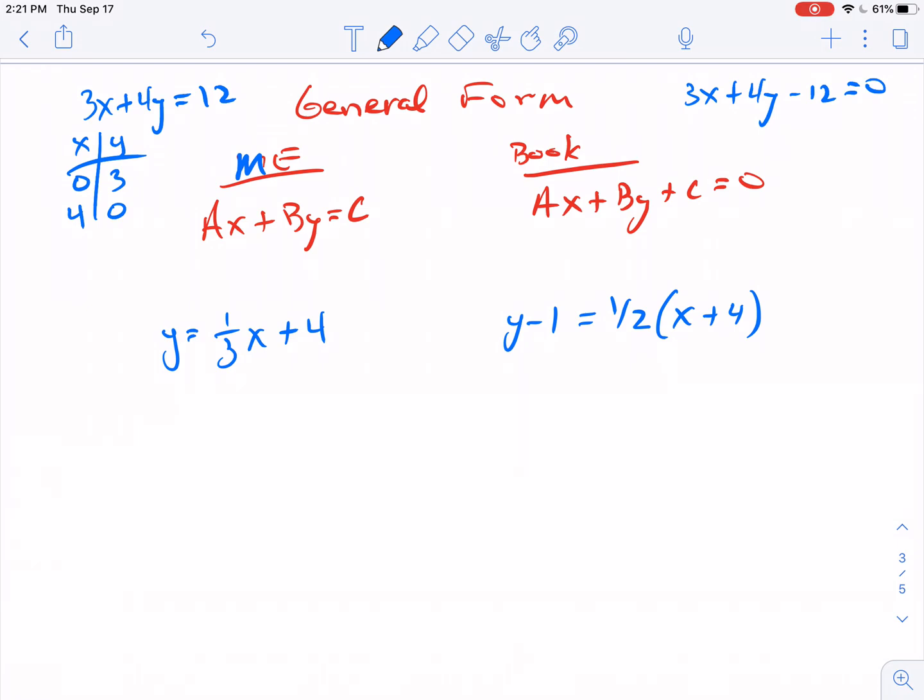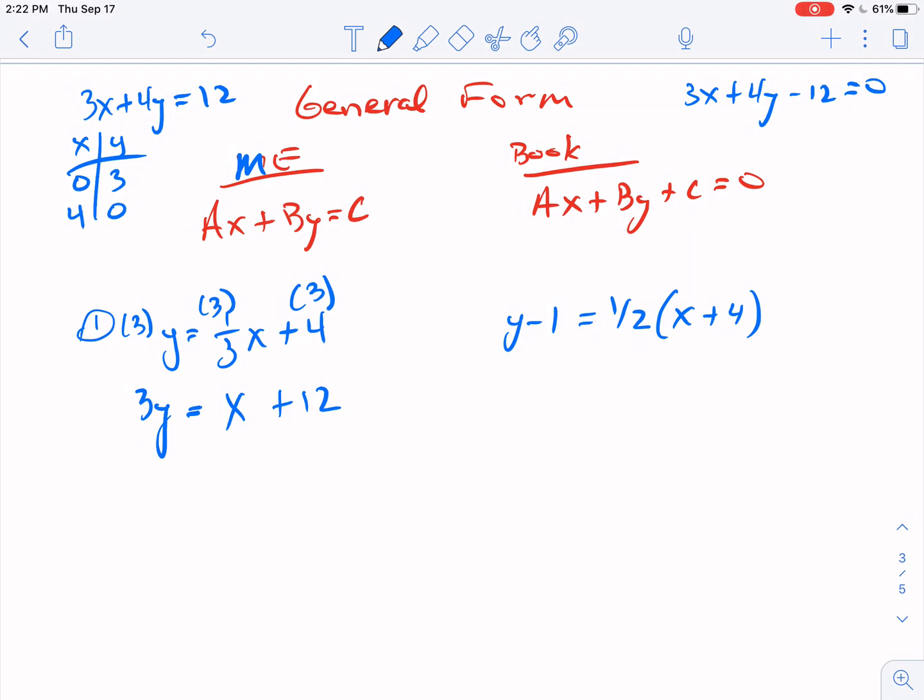So I'm going to show you these two examples. The first one, I would like to multiply by 3 on every term, because one of the rules is we shouldn't have fractions or decimals in general form. So this will be 3y, 1/3 of 3 is x, and 3 times 4 is 12.